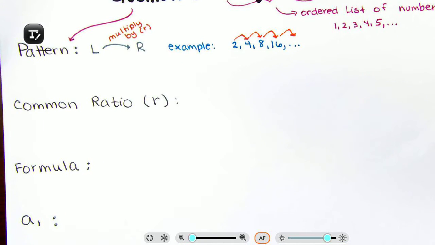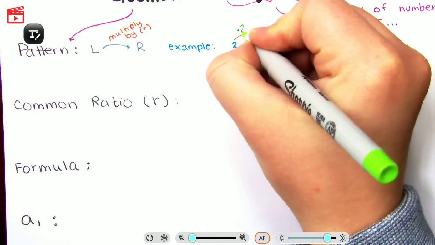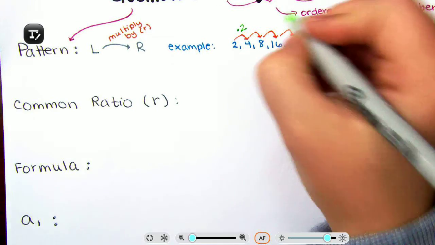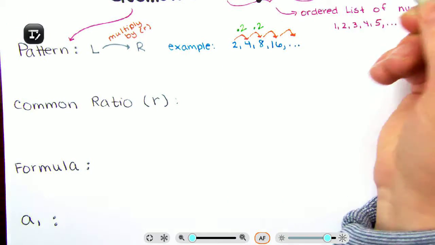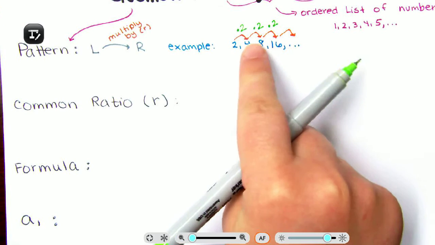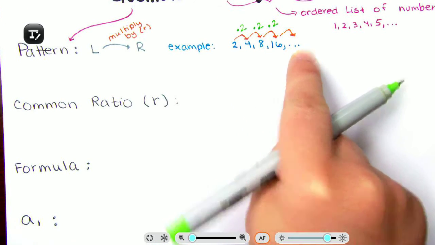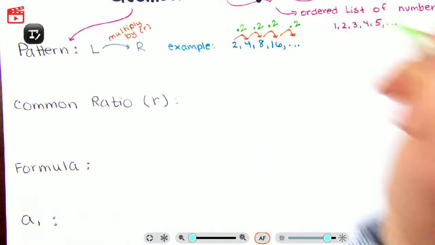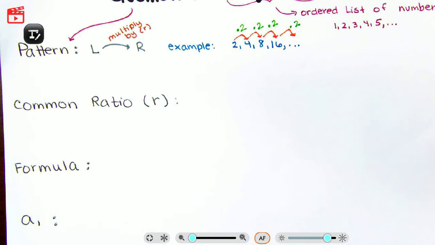So how do we get from 2 to 4? We multiply by 2. How do we get from 4 to 8? We multiply by 2. How do we get from 8 to 16? Multiply by 2. And if we wanted to know what the fifth number is, we would just continue the pattern and multiply by 2. Now, the pattern doesn't always have to be multiplying by 2. It just has to be multiplying by the common ratio.